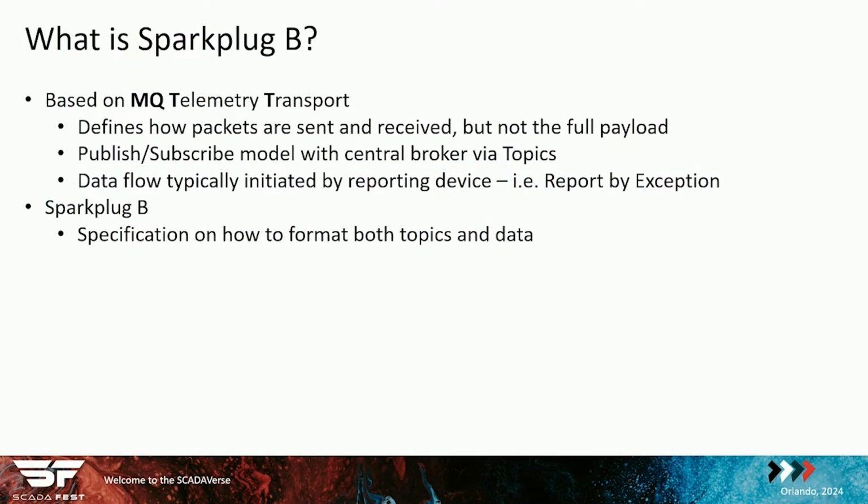So what is Sparkplug B? It's a specification on top of MQTT to actually turn it into a protocol. So it defines both what topics to use, which is kind of the namespace of addressing in there, and what the actual data in the messages should be formatted as. For those who are interested, it's actually Google protobufs as the containing structure within it, and a defined payload within those.